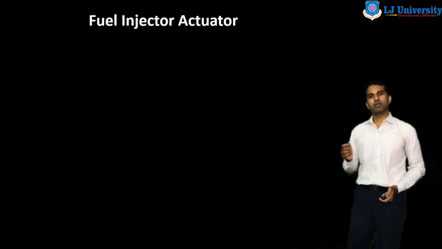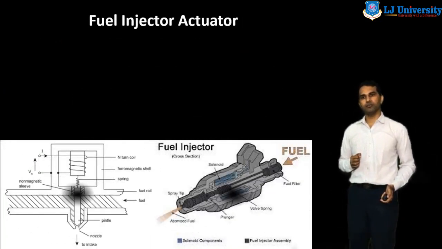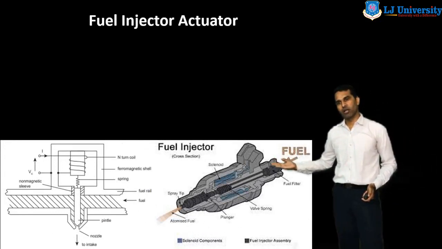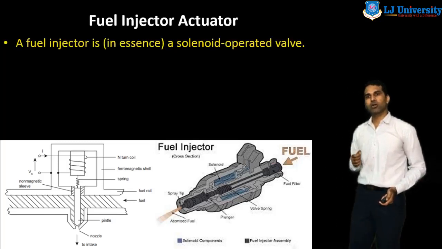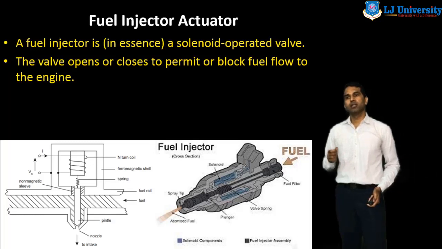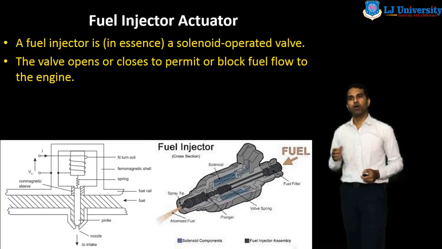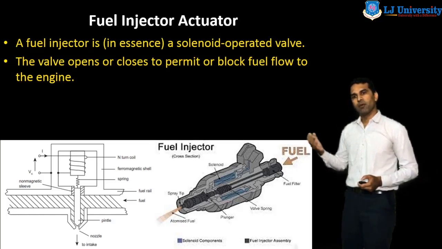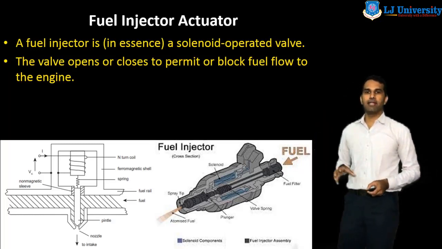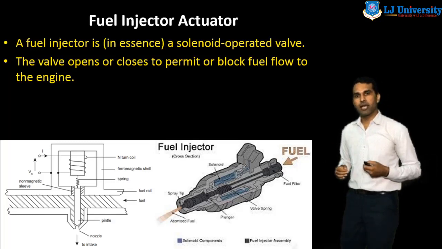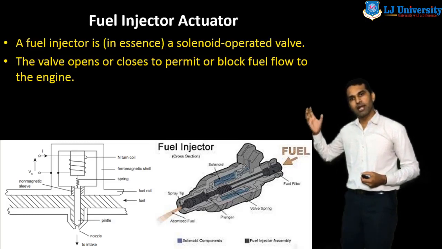Now we discuss the first type of actuator, the fuel injector. This is the figure of the fuel injector. A fuel injector is a solenoid operated valve. The valve opens or closes to permit or block fuel flow to the engine. That means by using this fuel injector, we can inject fuel inside the engine, or in other words, we can control the amount of fuel that enters the engine.